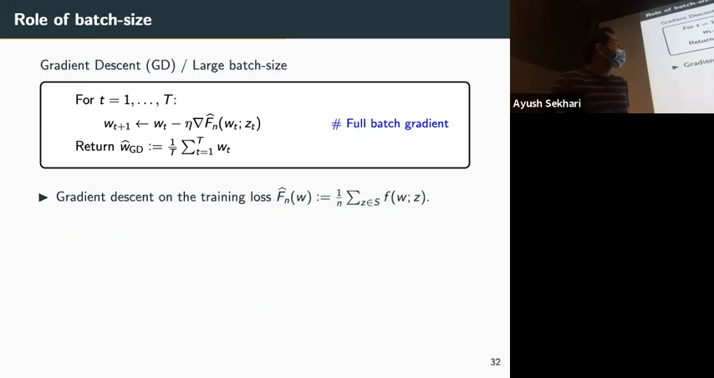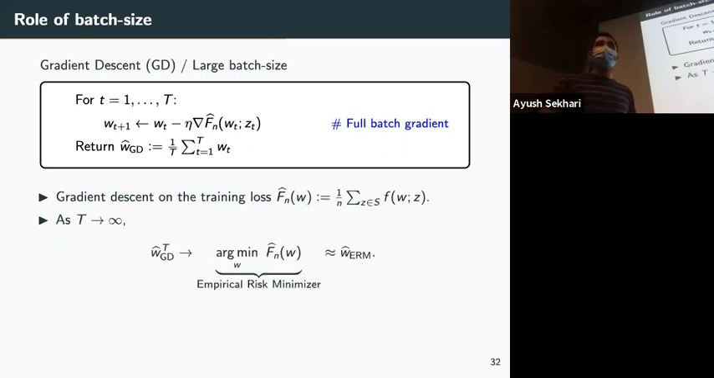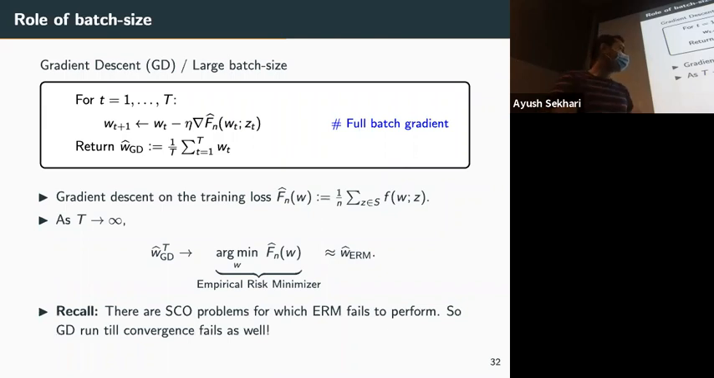In particular, one thing to note is that if I let GD run to convergence, the final iterate will be the minimizer of the training loss, because all I'm doing is gradient descent over the training loss. It can get stuck in weird solutions like stationary points, but the hope is it will go to a minimizer of the training loss. And as we discussed before, there are SCO problems for which ERM fails. This is the case when regularization is 0. So there are SCO problems where if you run this large batch method till convergence, it will fail to perform as well.